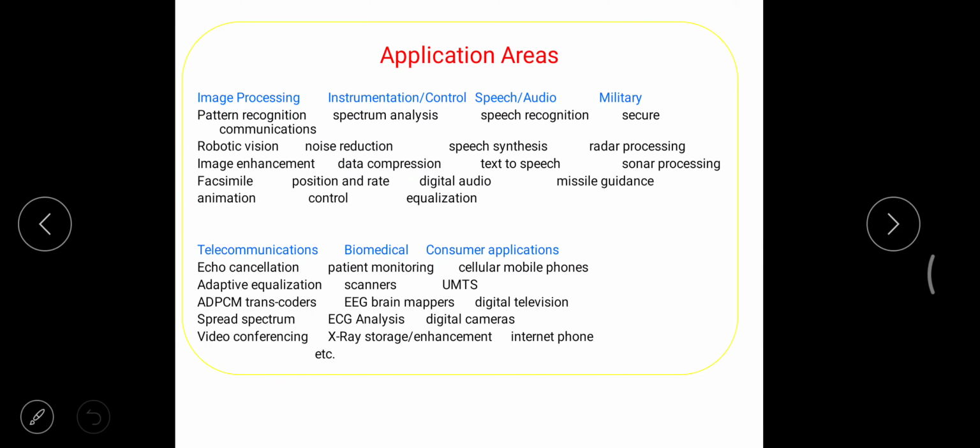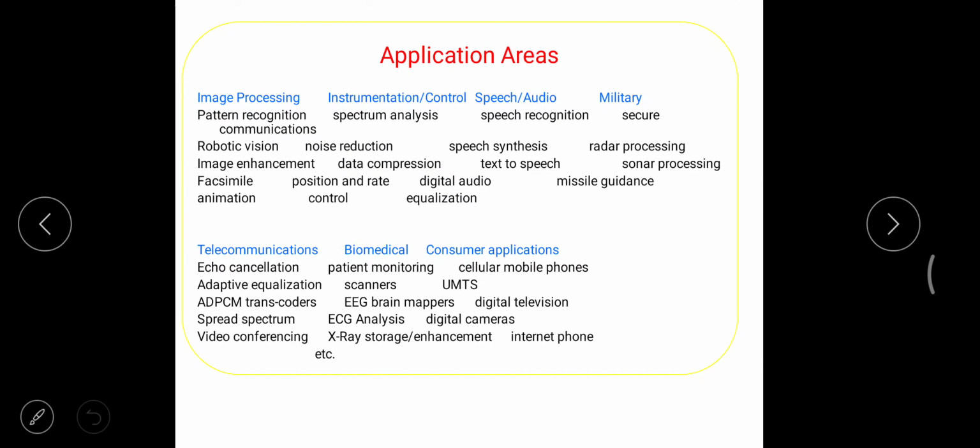Especially in image processing, the DSP is used for pattern recognition, robotic vision, image enhancements, animations. For those, DSP is very important. It plays a very important role, especially in data compression, speech recognition, musical sound processing, converting text to speech and speech to text. Okay, radar processing, sonar, missile guidance. For everything we are using DSP processors and DSP algorithms.